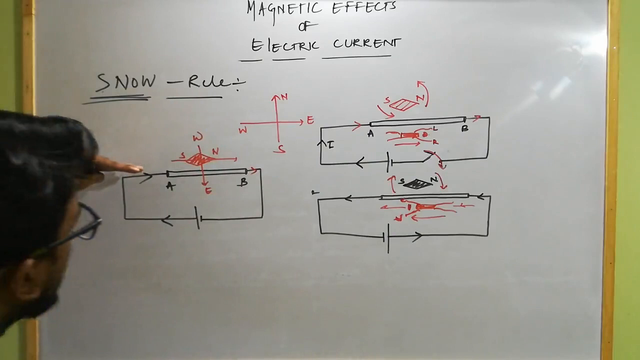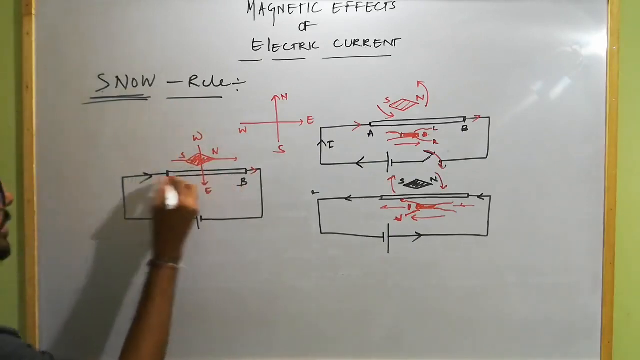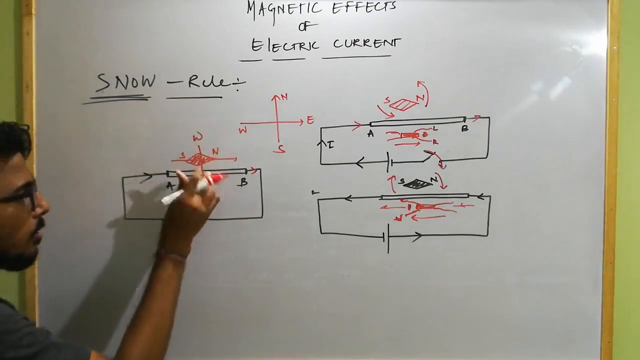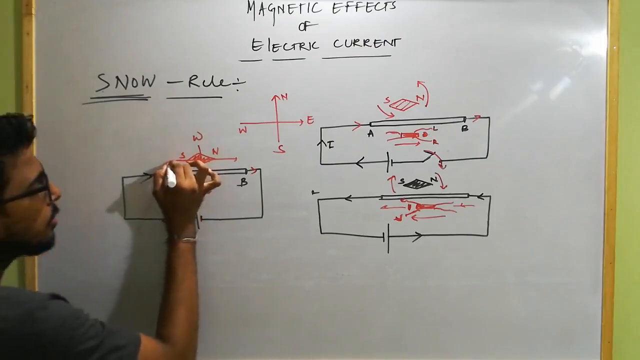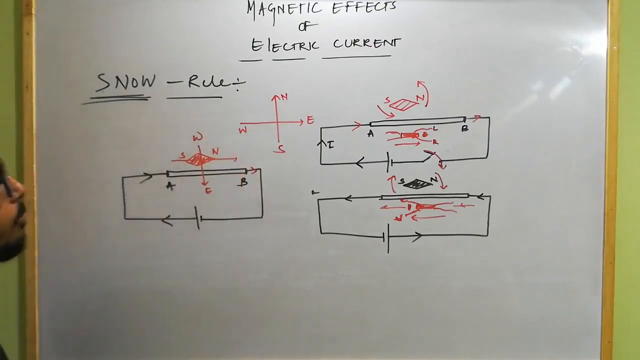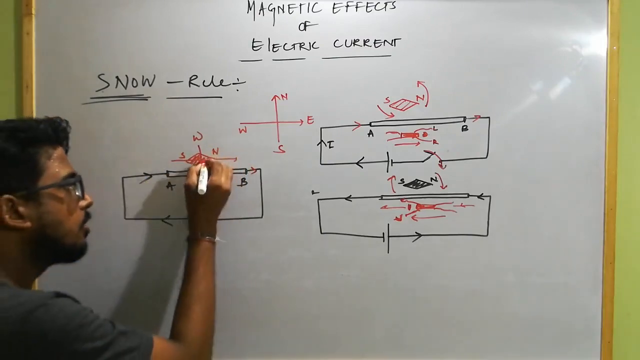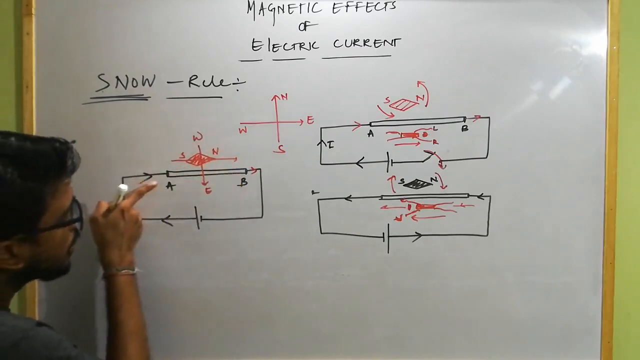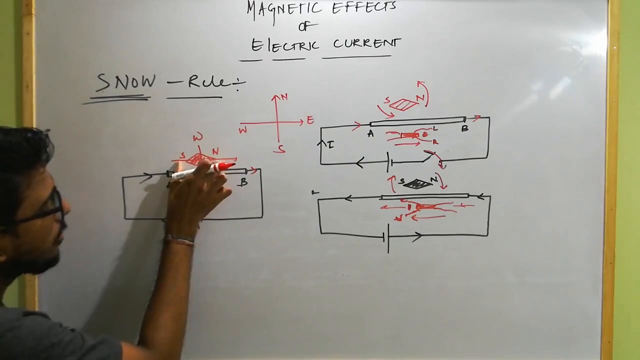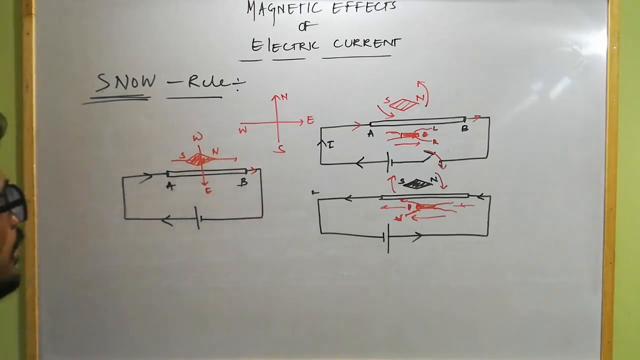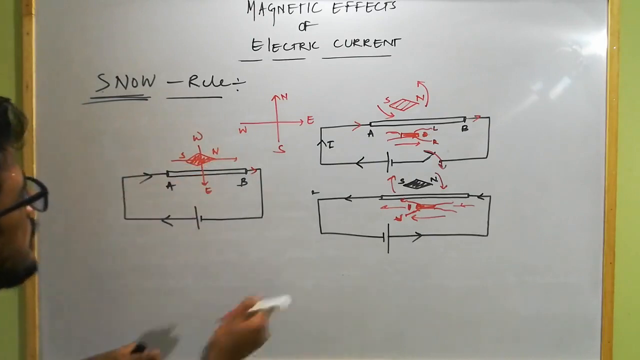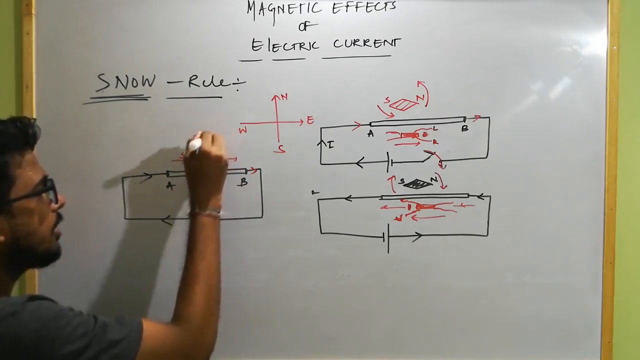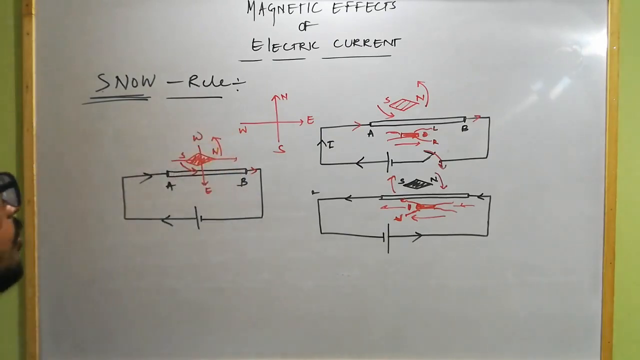So when the current in the current carrying conductor is in such a way that, when we place the magnetic compass parallel to it, the current enters through the south pole and comes out through the north pole of the magnetic compass, then the north pole gets deflected towards the west. In this case, as current is flowing from A to B, with the compass placed parallel and the current flowing from south to north, the north pole of this compass will be deflected towards the west. Here is the west, so it will deflect like this. Clear? This is known as the SNOW rule.